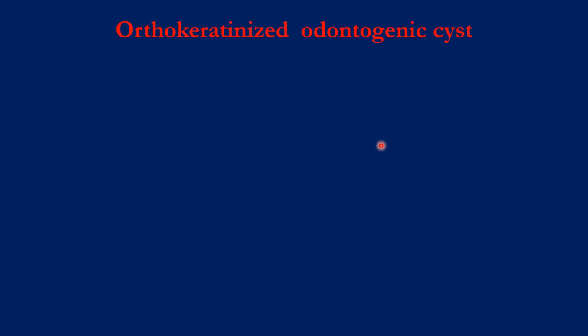So all this was about the aggressive type, that is the parakeratinized odontogenic cyst. Now we will talk about ortho-keratinized odontogenic cyst, which is the normal cyst, or we can say cyst without an aggressive nature. So we'll see what are the clinical features of this cyst.